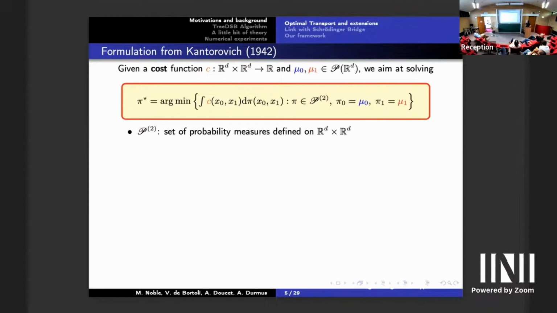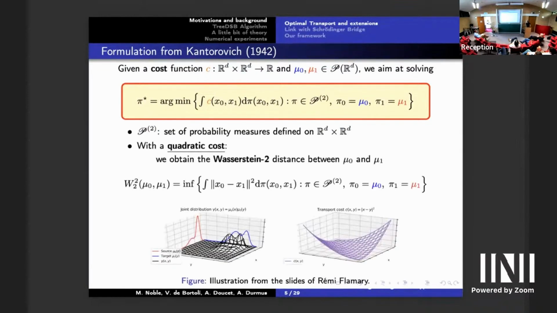So it's just probability measures defined on R^d times R^d. And the idea is that you want to minimize the expectation of the cost between your two variables, one which has the marginal mu0 and one which has the marginal mu1. And so you optimize over all the measures defined on this set, with the constraints that the marginals at time 0 and at time 1 equal your marginals, right?